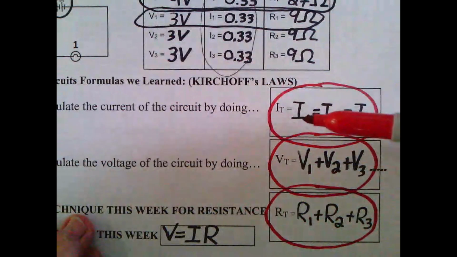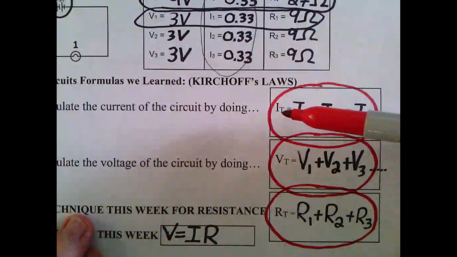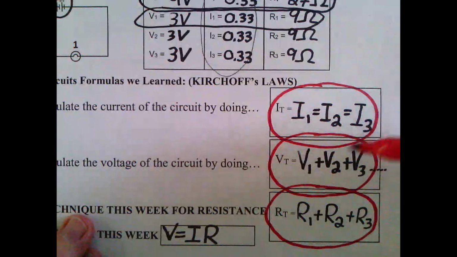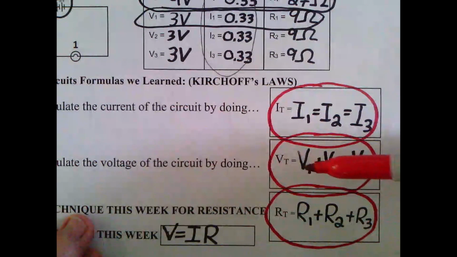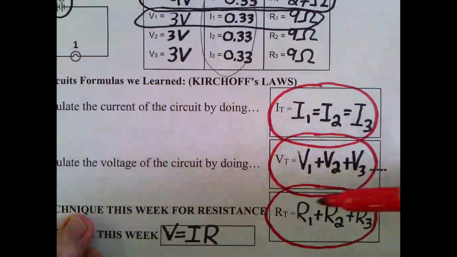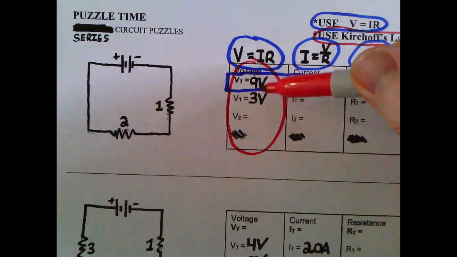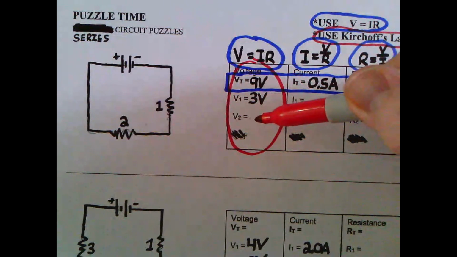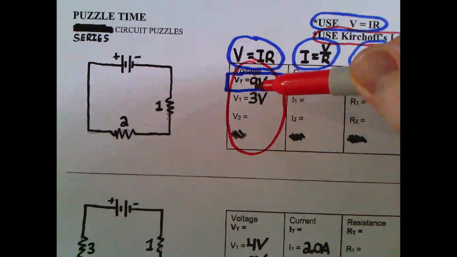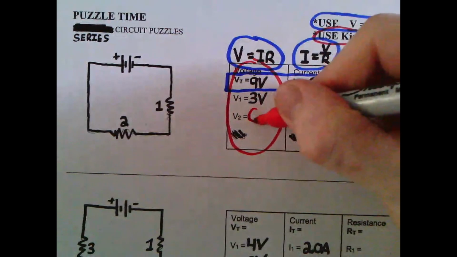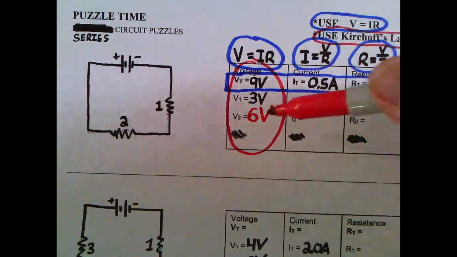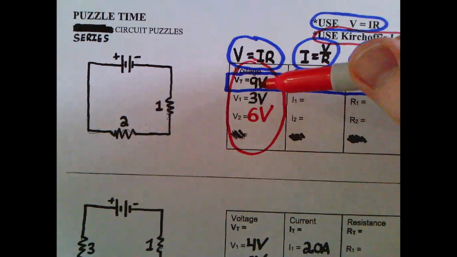If we need to find the current, it is the same everywhere in series. If we need to find the voltage, the total has to equal all the other voltages added together, and the resistance total has to equal all the other resistances added together. So we go here and we realize we've been given this is 9, this is 3. I know that this plus this must equal 9, so the missing value here is 6, because 6 plus 3 is 9.